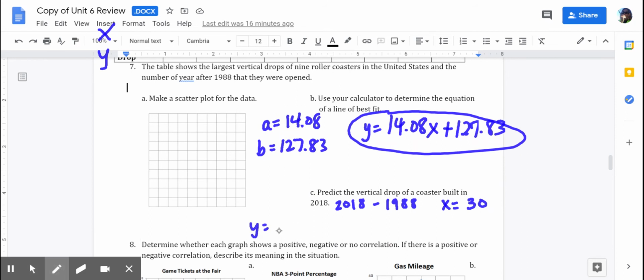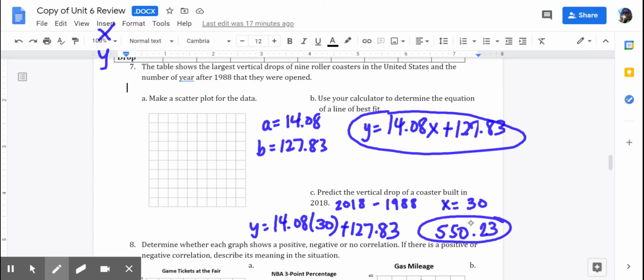So y equals 14.08 times 30 plus 127.83. Put that into your calculator, hit enter, and you should find that it is 550.23. You could round that to be just 550.